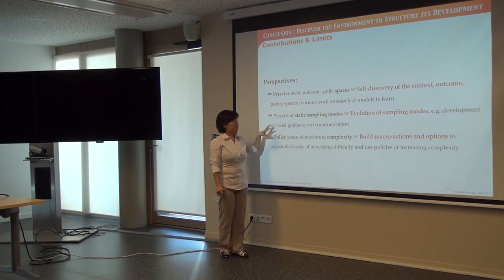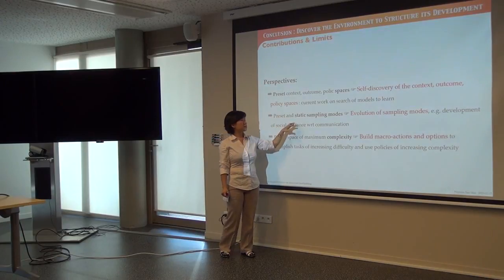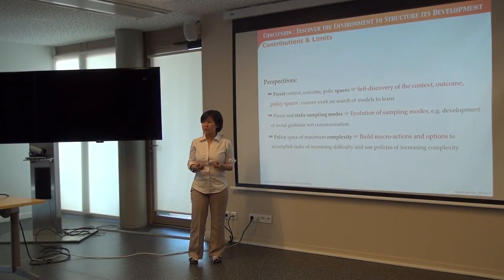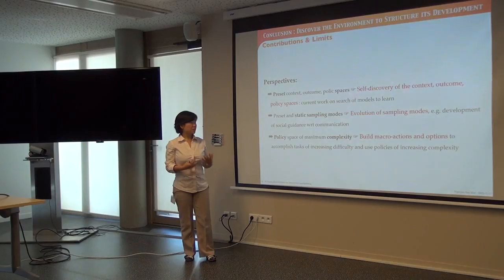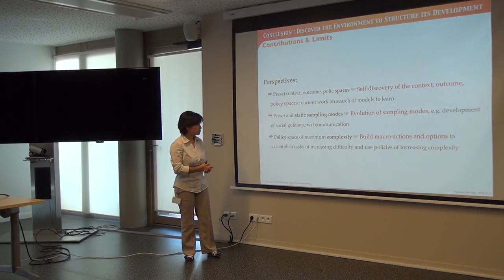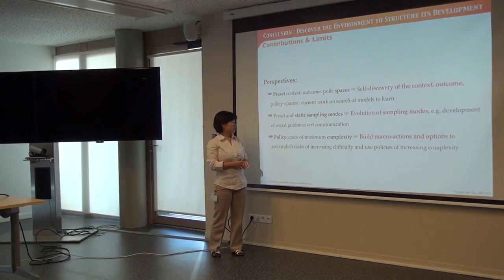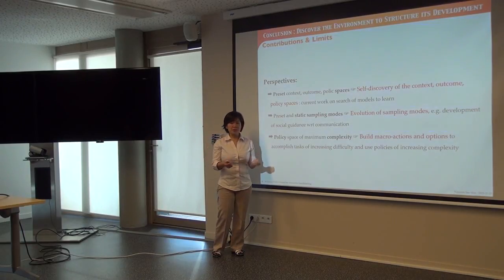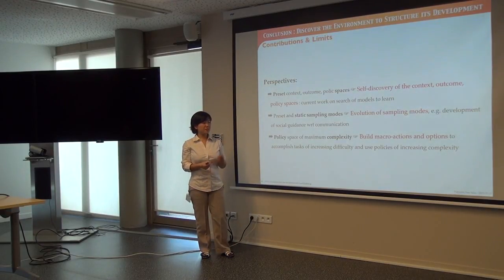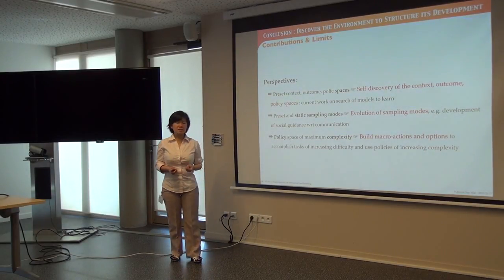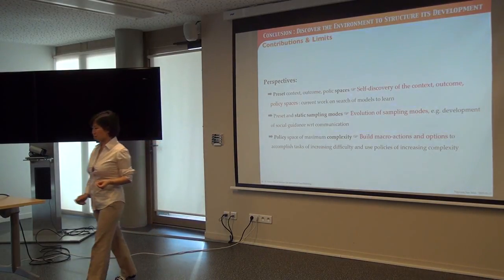Also, in the works I presented, the sampling modes are static and preset, but we could consider that those modes are learned and can evolve through, for instance, communication or social interaction. And thirdly, we have defined policy spaces as a space of a certain dimensionality with a maximum complexity. But a really interesting work would be to build macro actions or options to have more complex policies, so that the system can accomplish tasks of increasing difficulty.